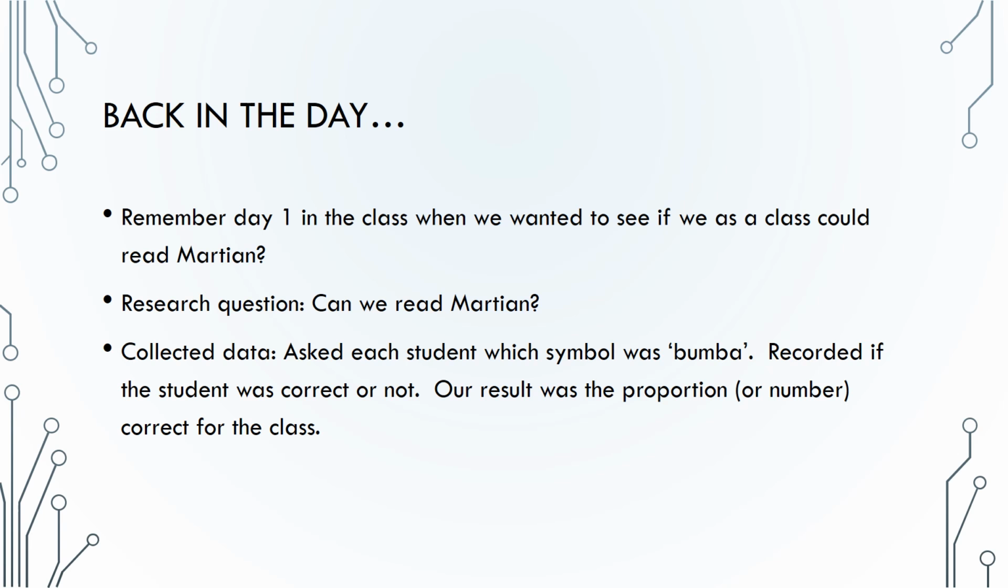What were the observational units? You, each student, was an observational unit because you are who we collected data from. And what variable did we collect? Is it categorical or quantitative? Well, from each student, we recorded if the student was correct or not, so that is our variable. Correct or not puts students into categories, so it is a categorical variable.